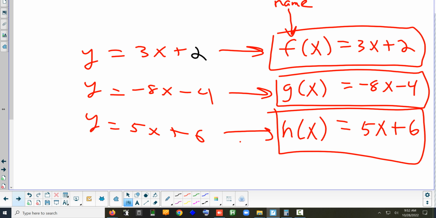So how would you pronounce this second box? Yep. G of X. Equals, and then you'd say negative 8x minus 4. It's G of X. How would you pronounce the last one? H of X equals 5x plus 6. Right. H of X equals 5x plus 6. That's it.